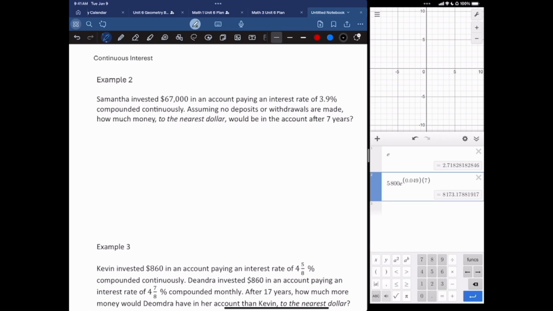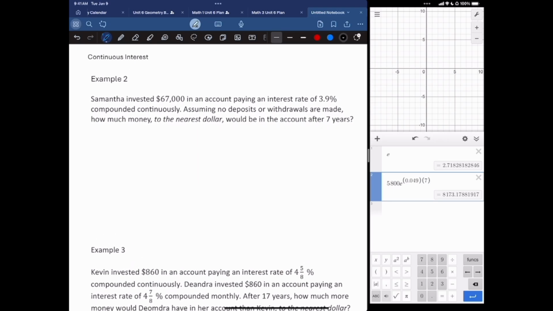Example 2 now. Samantha invested $67,000 into an account paying an interest rate of 3.9%, compounded continuously, assuming no deposits or withdrawals are made. How much money to the nearest dollar, so we're rounding a different place, would be in the account after 7 years? So same number of years.